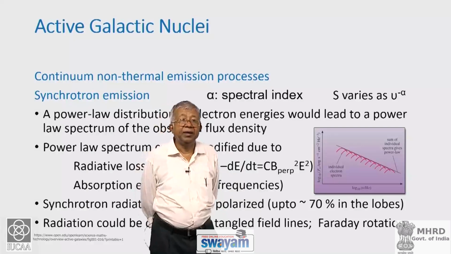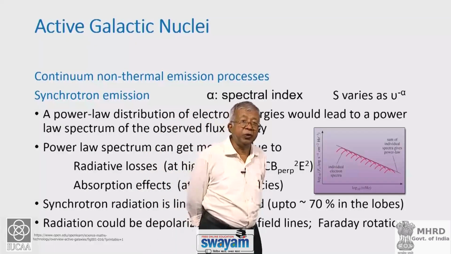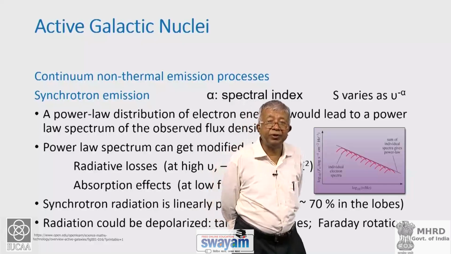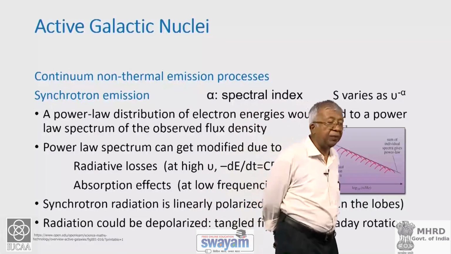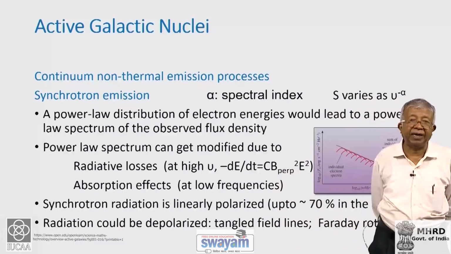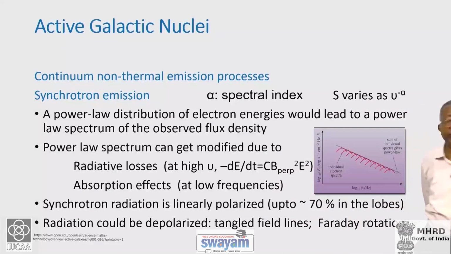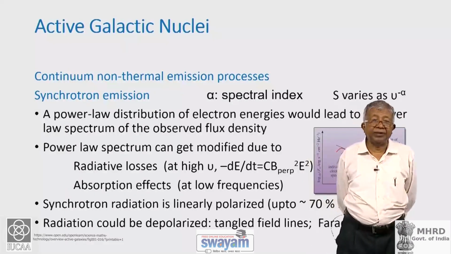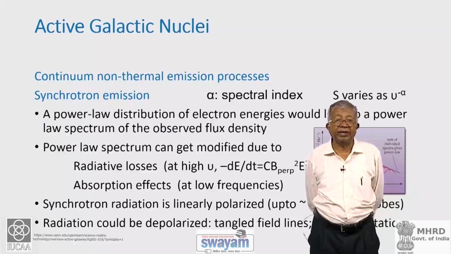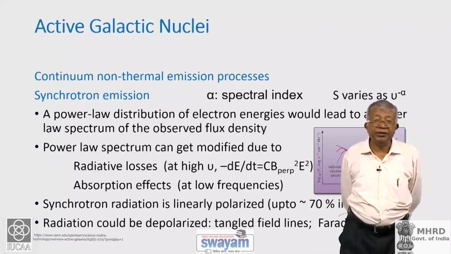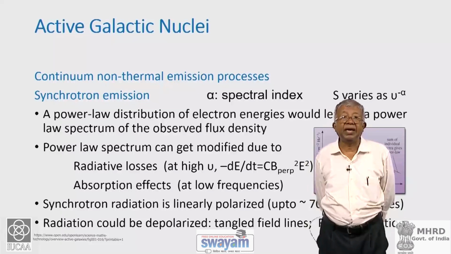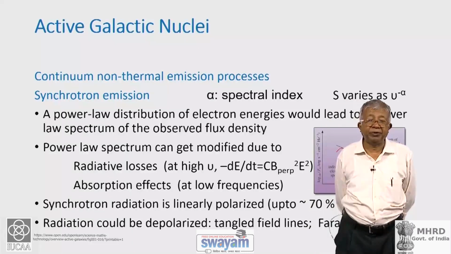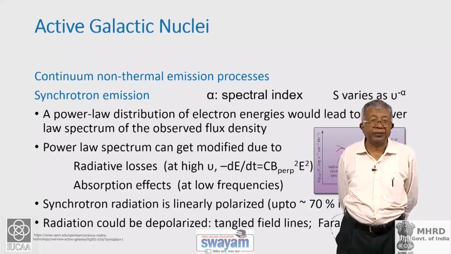Now electrons, when they radiate, are going to lose energy, and so the spectrum of this emission, depending upon whether energy is supplied or not, will evolve with time. But let's say that you had an initial energy spectrum which had a power law. With radiative losses, as I've written over here, the rate of loss of energy is proportional to the square of the perpendicular component of the magnetic field and the square of the energy of the electron. So the higher energy electrons would radiate energy faster, and they would also radiate at higher energies, and absorption effects would be important at low frequencies.